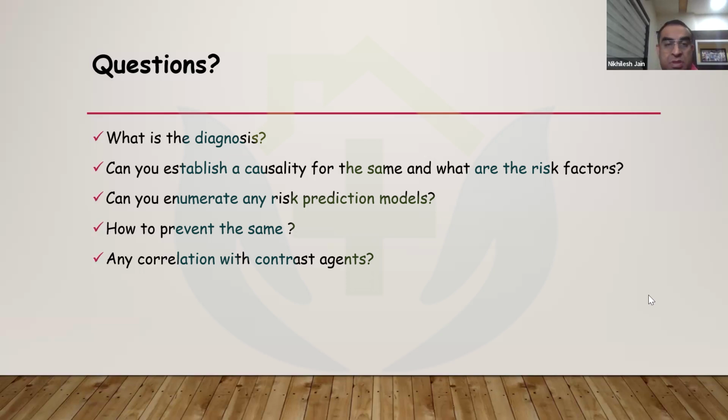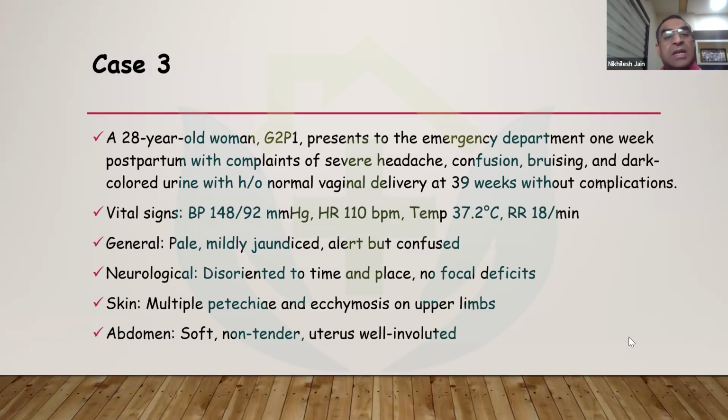Next case vignette, just put your answer in the chat box. A 28-year-old woman, gravida 2, para 1, presents to the emergency department 1 week postpartum with complaints of severe headache, confusion, bruising, and dark colored urine, with a history of normal vaginal delivery at 39 weeks without any complications. Now, vital signs include a BP of 148 by 92 mm of mercury, heart rate of 110 beats per minute, temperature of 37.2 degrees centigrade, and respiratory rate of 18.